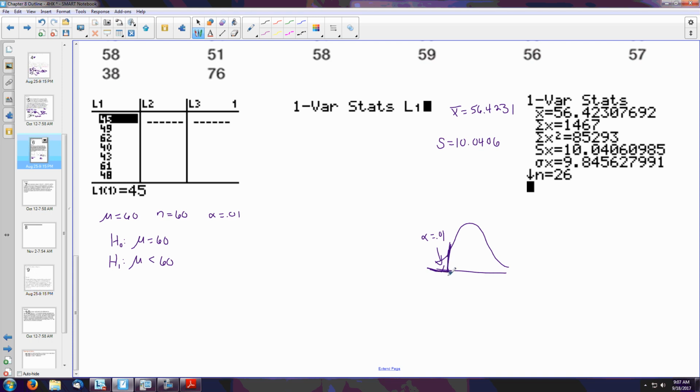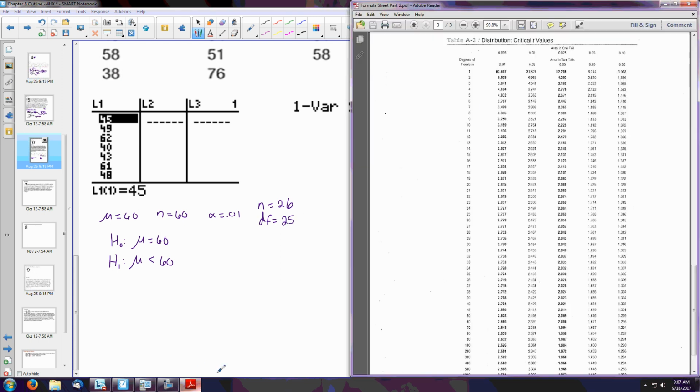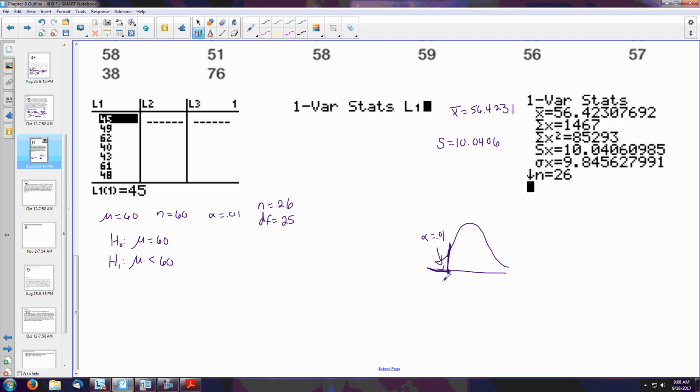Well, the process is the same. Instead of finding a z critical, you're now going to find a t critical. If n is equal to 26, that means we have n minus 1 degrees of freedom, which is 25. You can either use your table, in which case you'd find 25 degrees of freedom, and then across the top, look for the area in one tail is 0.01, and that gives us a t critical value of 2.485. Since this is on the left, it's going to be a negative 2.485.